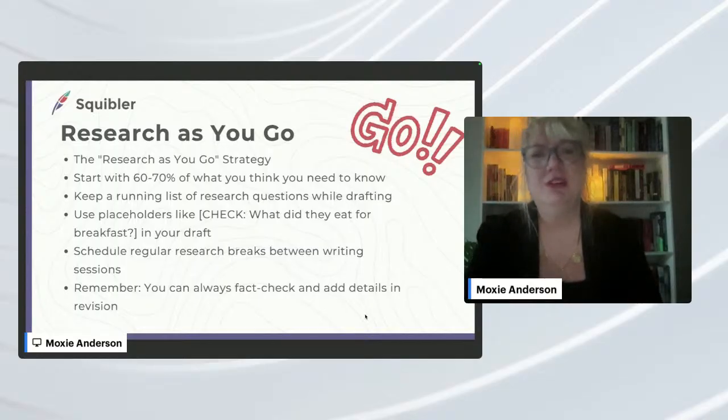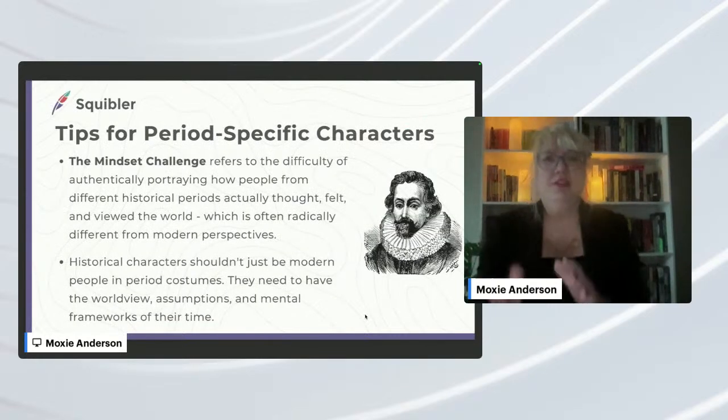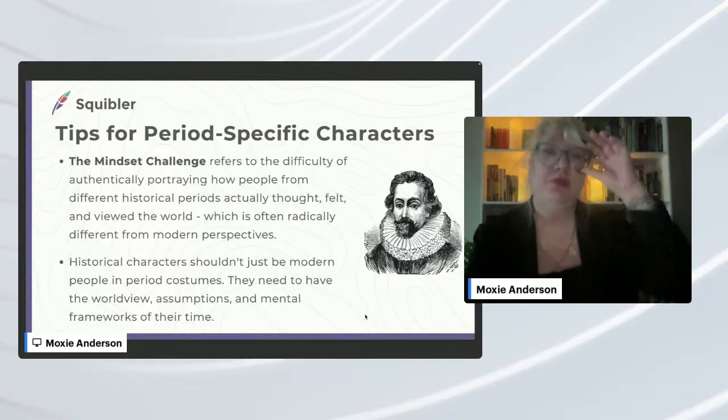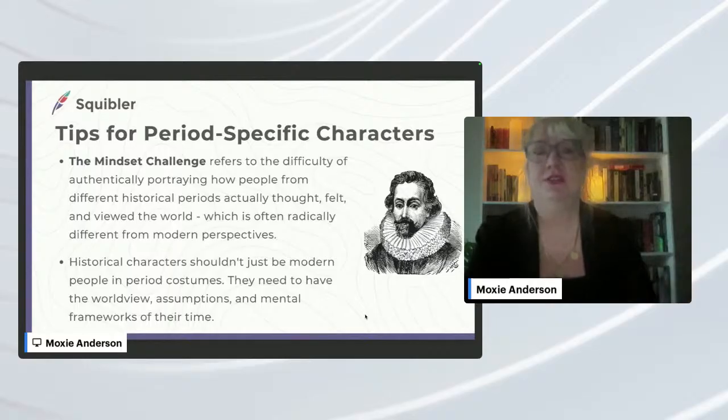And remember, you can always go back and fact check and add details in your revision. It doesn't need to be perfect. Your first draft is just that, it's a draft. So, those are some tips for incorporating research and beginning your research. Here are some tips for writing period specific characters.